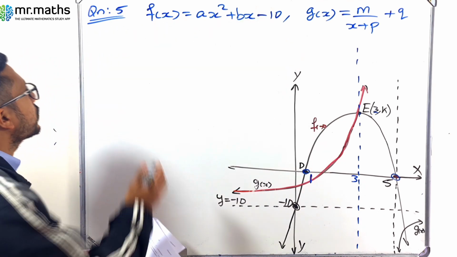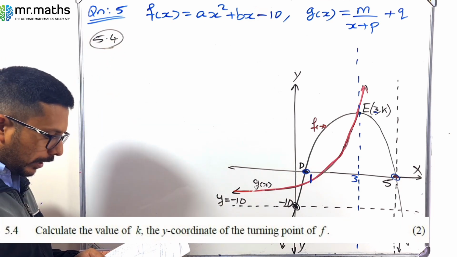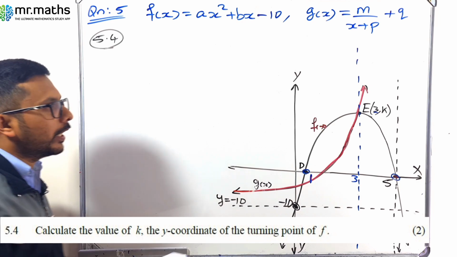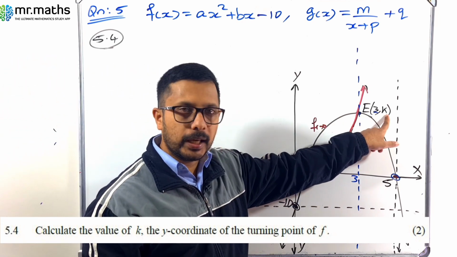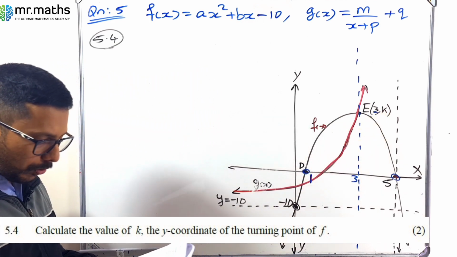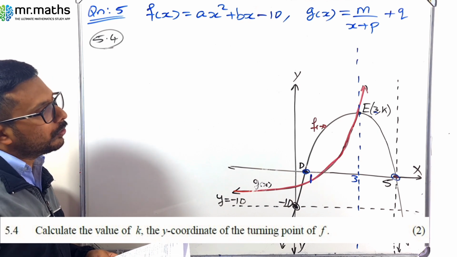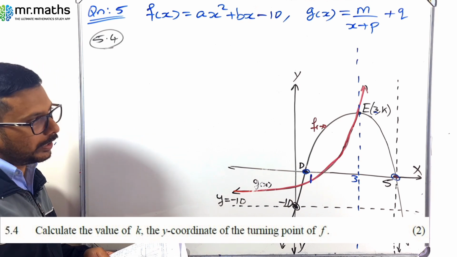Okay, let's move to the next question. Question number 5.4. What is that question? Calculate the value of k. You have to find the value of k. Where is this k? K is this one, turning point 3 comma k, and you have to find the value of this k. Okay, the y coordinate of the turning point of f. So here you have to find the value of k, where k is the y coordinate of the turning point.